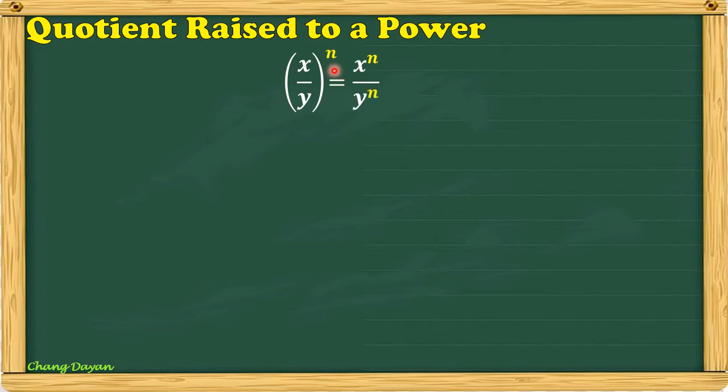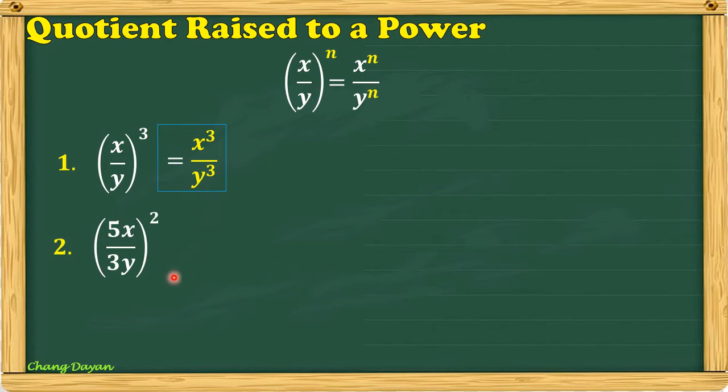Therefore, it is equal to x, erase lang natin to sa power of n dahil ito ang ating power dito, all over y raised to n. Now, let us have the example. Quotient of x over y raised to power of 3. Ang gagawin natin, erase natin ang x sa power of 3, ganun din ang y. So, our answer here is x cubed all over y cubed.